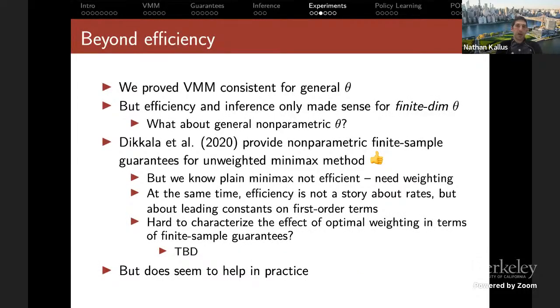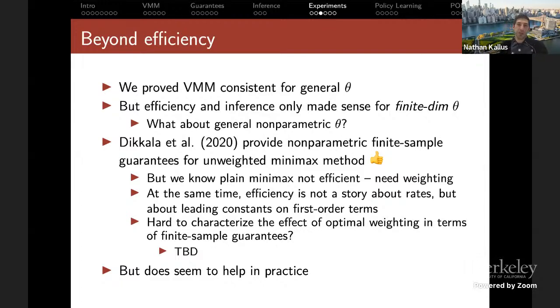Now, here I was focusing a lot on finite dimensional theta, right? We actually proved consistency for general theta, non-parametric theta. We just needed the theta class to be Donsker. But efficiency and inference only make sense if we have a finite dimensional theta, right? Because we're talking about an efficiency bound, we need some finite dimensional parameter to talk about. We're talking about asymptotic normality, we need to talk about some finite dimensional theta.